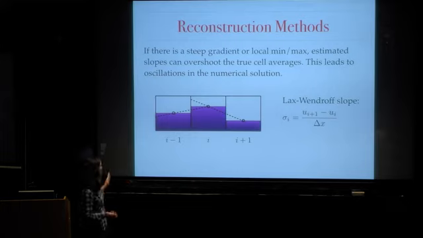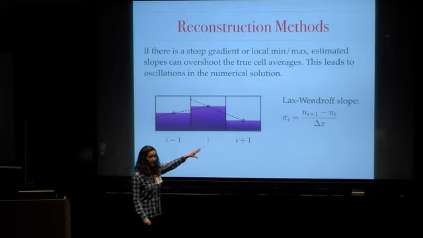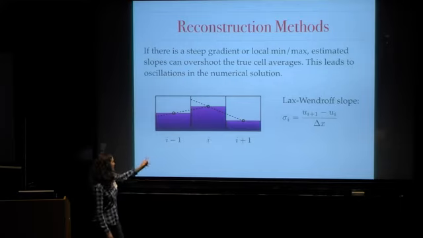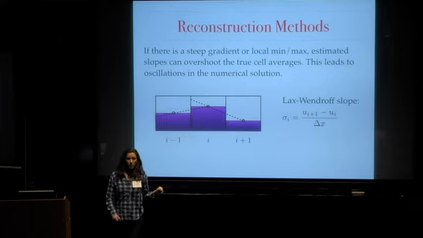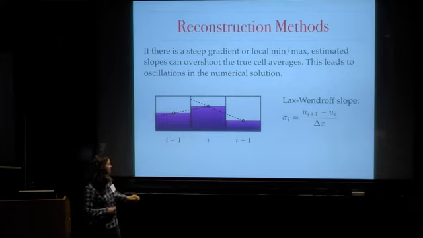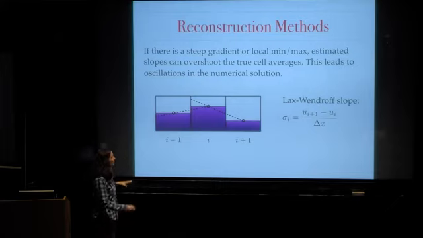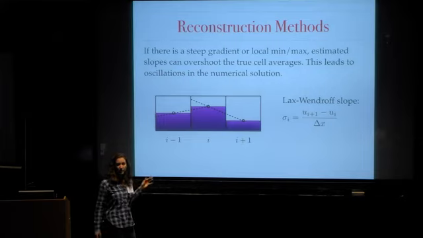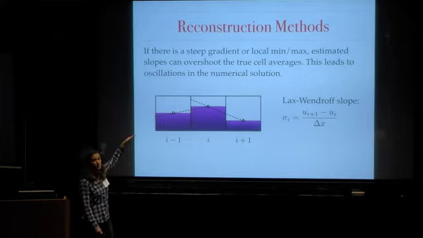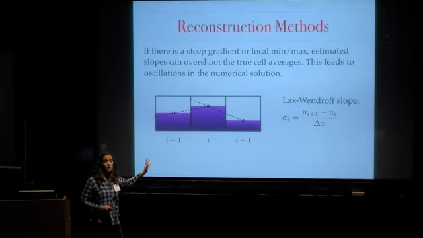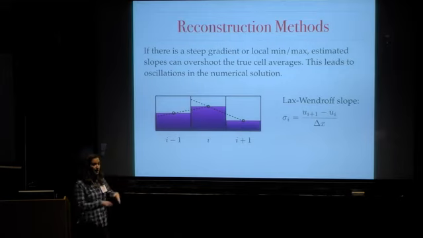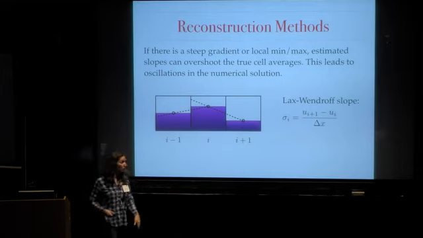You can probably immediately see that this is going to be a problem because, if, for example, the fluid is moving in this direction, now I've basically overshot what the actual value at the interface should be. This is sort of an extreme example, but in general, if you are applying piecewise linear methods to calculate slopes and you have something like a local maximum or even a very steep gradient, you can tend to overshoot the actual values of the cell averages, and that leads to oscillations in your solution, which you don't want.